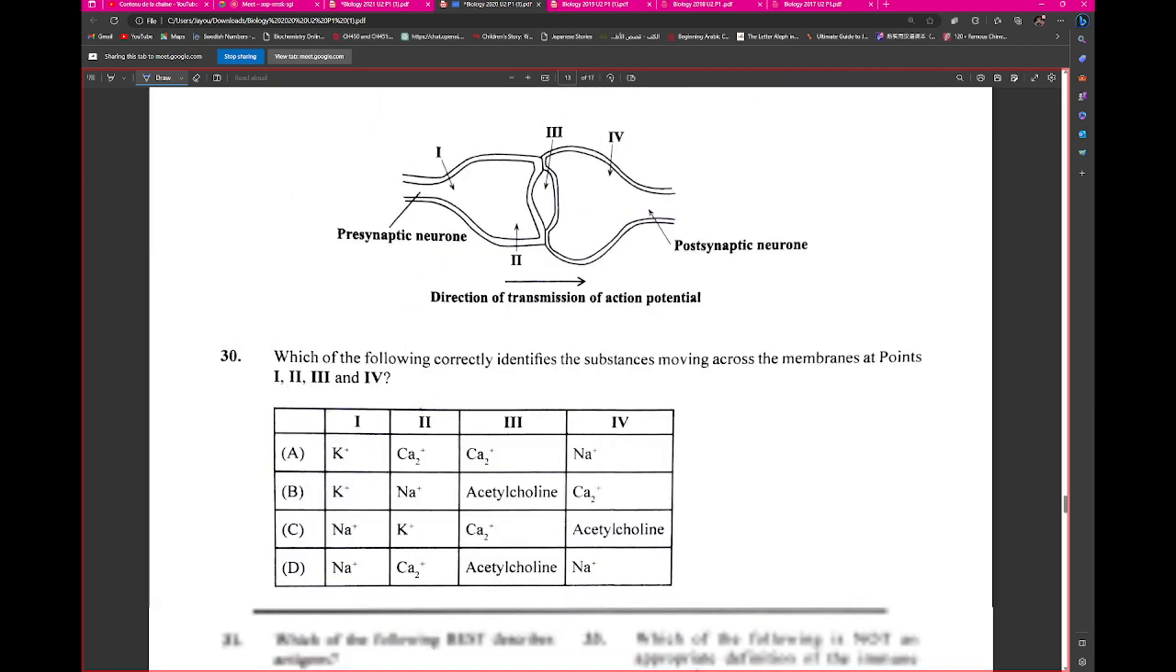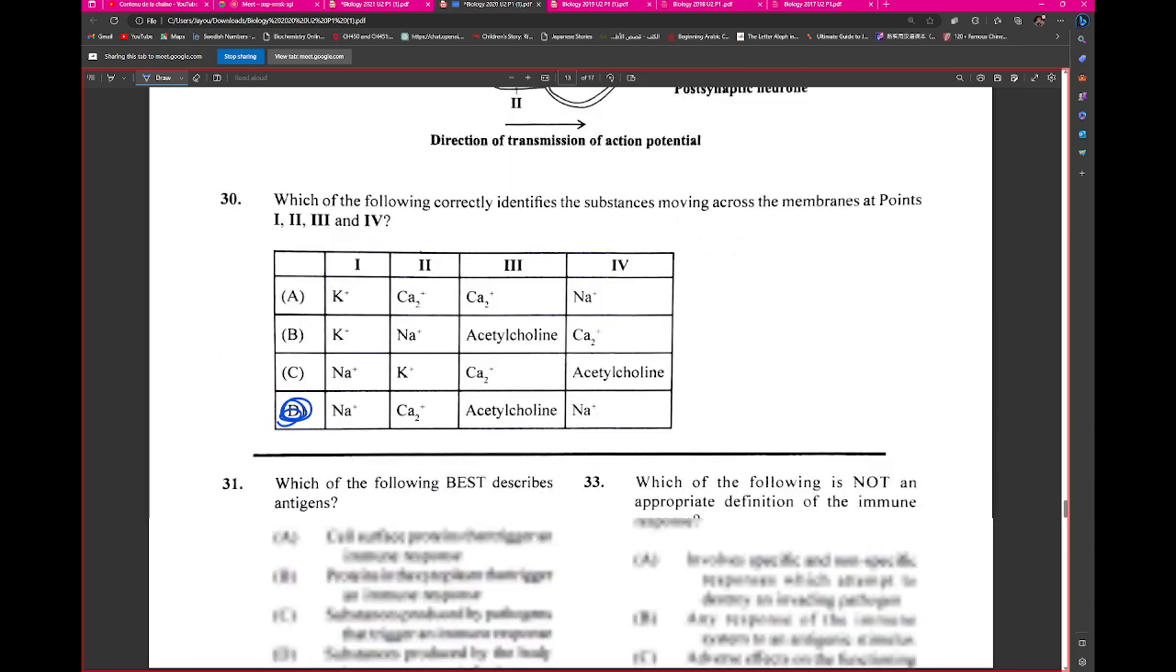What was the answer for this? 3 would be, hold on. Now it looks weird. But 3 would remain, sir, acetylcholine. D, sir. So, oh yeah, they change up what the arrows are.